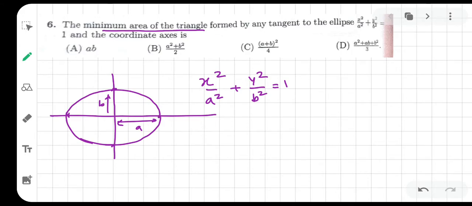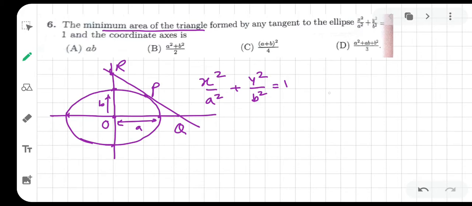Now at any point, if there is a point and if we draw a tangent at it, that tangent is going to intersect the coordinate axis. I will call this point as P, and then the intersection points with axis, let me call this as Q and R, and this point center as O, which is obviously origin O(0,0).